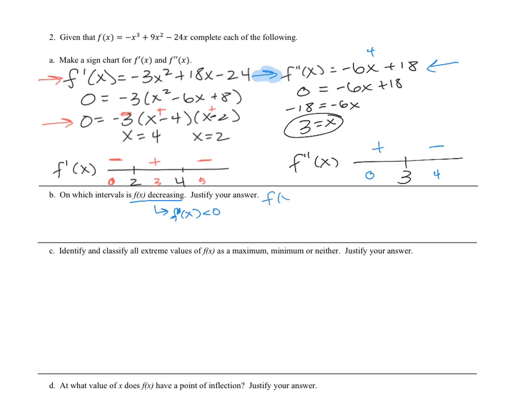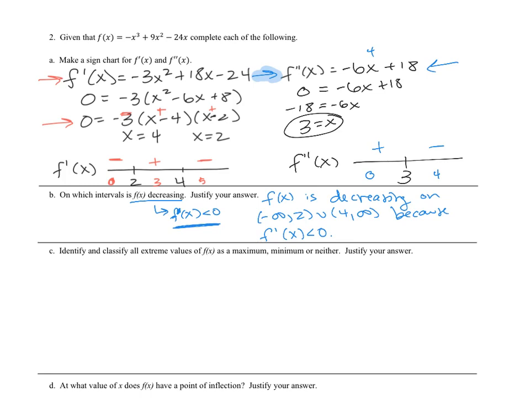So I'm going to say f of x is decreasing on the interval negative infinity to 2 union 4 to infinity, or you can use the inequality notation, and it's because f prime of x is negative or less than 0, okay? So by me saying this ahead of time, it helps me give that justification.